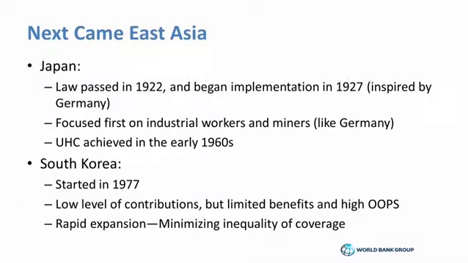Next came East Asia. East Asia loved the German model. Japan was the first and did it much faster than the Germans in terms of getting to where they wanted to get. Korea did it even faster.